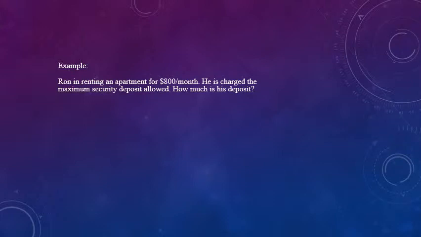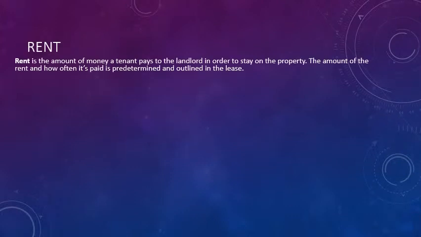So an example would be Ron is renting an apartment for $800 a month. He is charged the maximum security deposit allowed. How much is his deposit? So remember it said on the page before that security deposit cannot be any more than 1/2 a month's rent. So if he's being charged the maximum deposit, it would be 1/2 of that rent. So we would just do 800 divided by 2. His deposit would be $400.